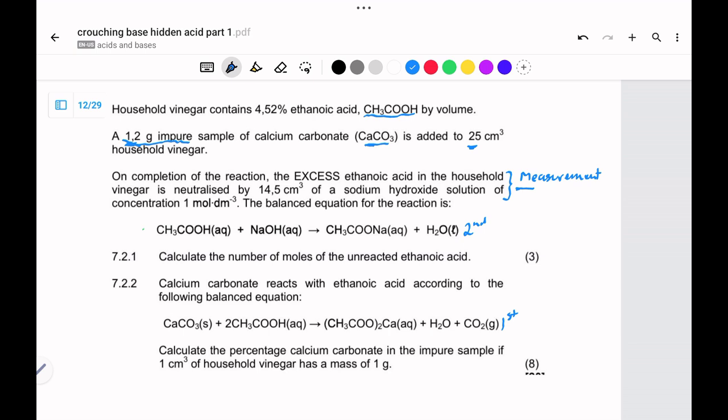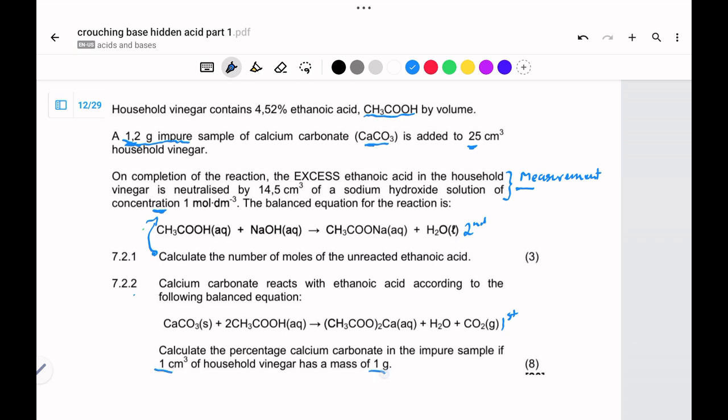Now let's see. Calcium carbonate. Of course, we are going to attempt this problem first, but this is a 3 marker. It relates to this paragraph that we just spoke about. Let's read what they're asking in the next question. Calcium carbonate reacts with ethanoic acid according to the following balanced equation, and they give it to us. Calculate the percentage calcium carbonate in the impure sample if 1 cubic centimeter of household vinegar has a mass of 1 gram. Okay, so there's a couple of weird quantities here, but if you just think about it a little bit, it'll start making sense.